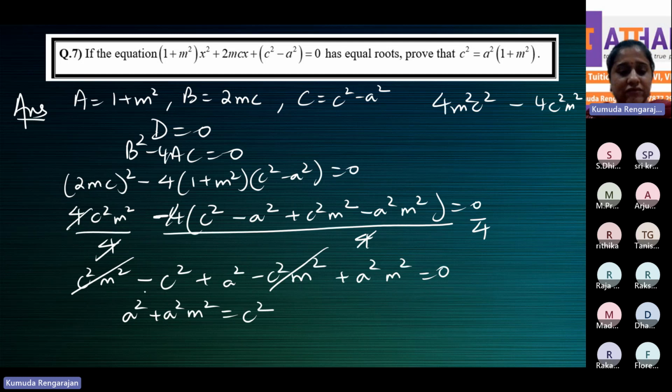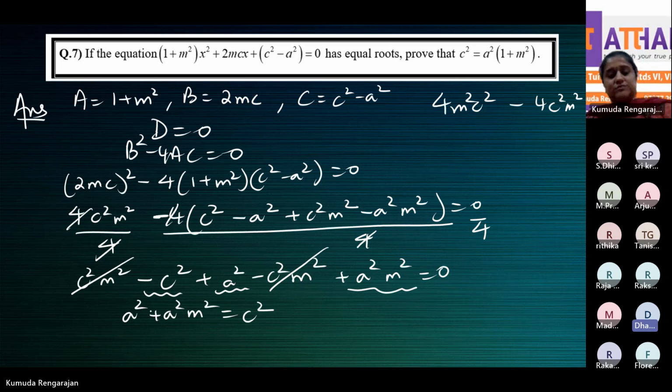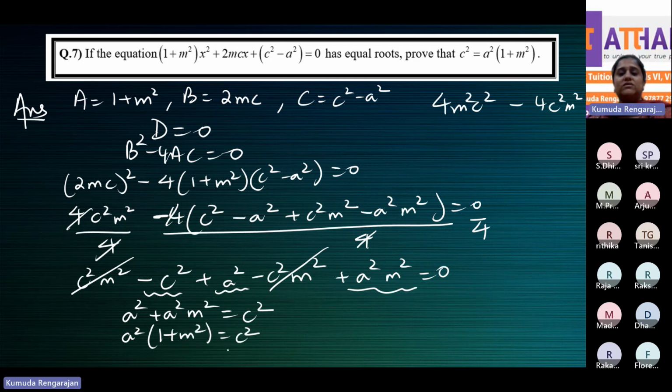We have 3 terms left. 1, 2, 3. We have only 3 terms left. If you look at the result, we have C square alone on one side. So we'll take C square because it's minus C square, so we'll transpose it. It'll become plus C square. Then there's A square plus A square M square as it is on the left hand side. Now what next? A square is common, ma'am. We should take A square common. Very good. That's it. We got the result.